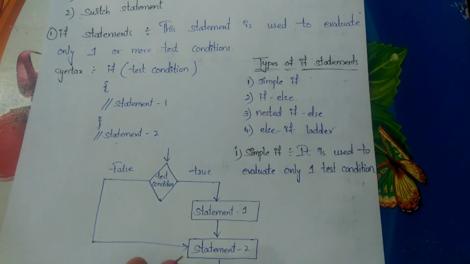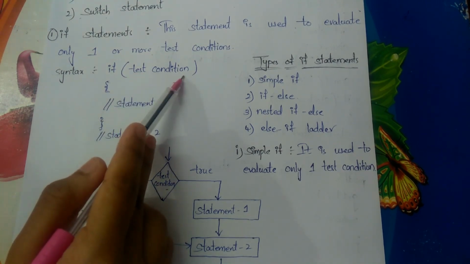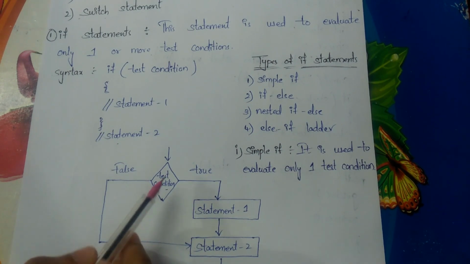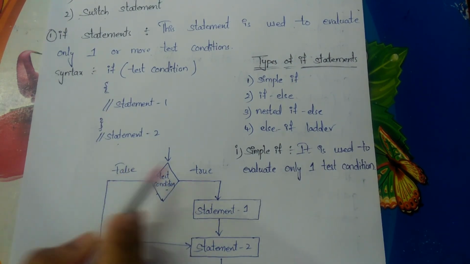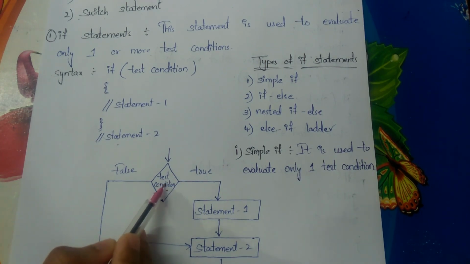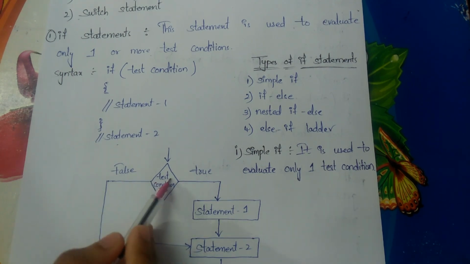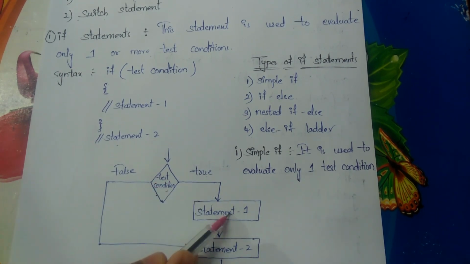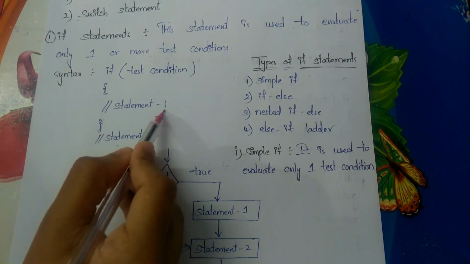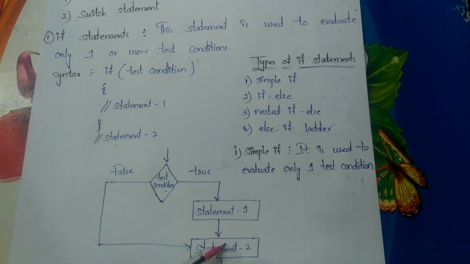Now let's see this. First the test condition will be given. Whenever we give a test condition, it has two possible outcomes: true or false. Whatever condition we give here can be either true or false. Whenever it is true, statement 1 will be executed, that is, the inside block will be executed. Then after statement 1, statement 2 will be executed.